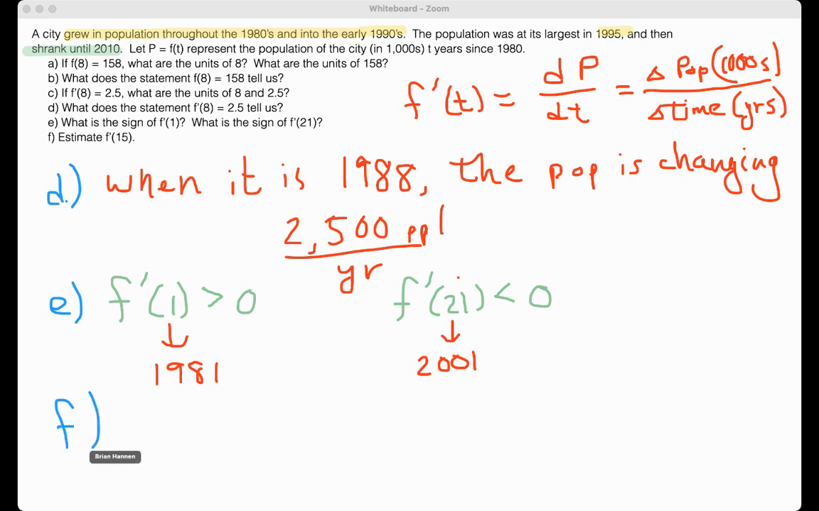Finally, for the last problem, estimate f prime of 15. Well, as you've already figured out, that is 1995, 15 years after 1980. So what's happening to the derivative then? My estimate is going to be 0. Why? Well, it's not increasing in 1995. It's not decreasing. At that moment, it's at its highest point. It's going to have a horizontal tangent line. That's what a maximum or minimum point has, a horizontal tangent line with a slope of 0. The slope at any max or min should be 0.